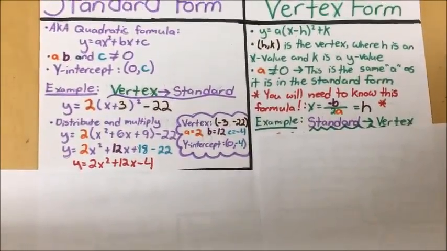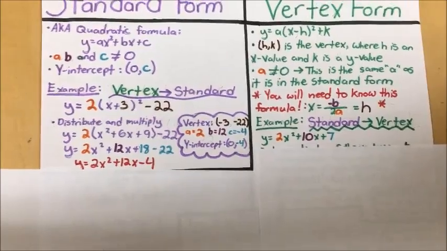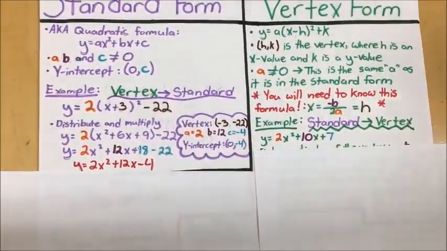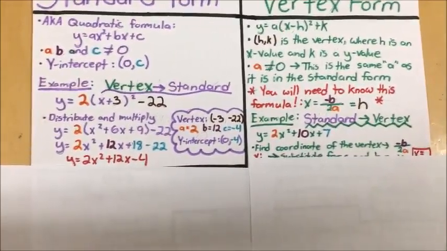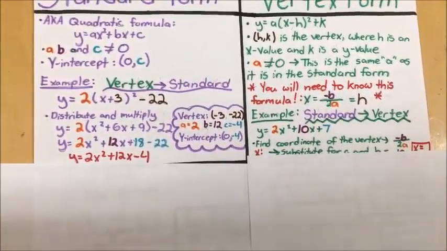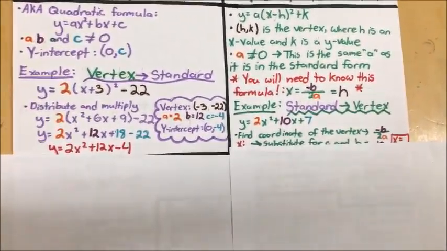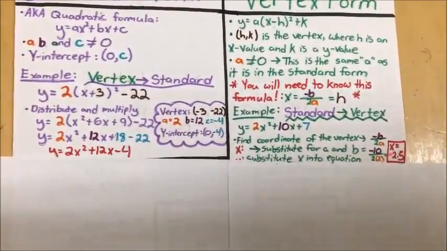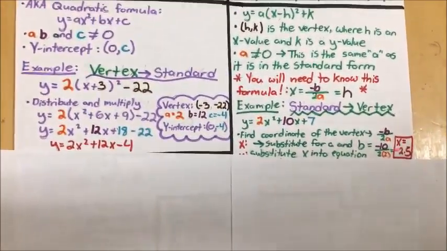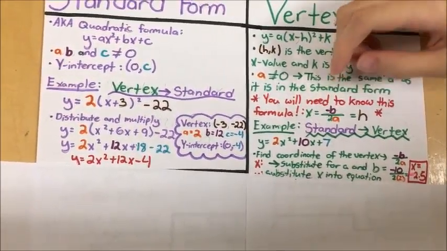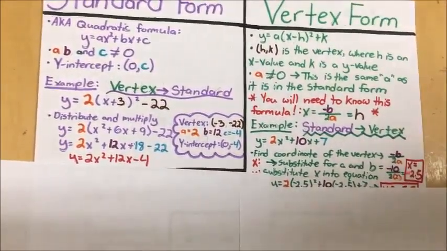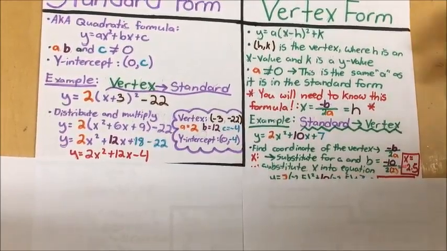Now for vertex form, we'll do standard to vertex. So we have y equals 2x squared plus 10x plus 7. So we have to find the coordinate of the vertex first, using the opposite of b over 2 times a. So we'll substitute a and b into the equation from this. So it'll be negative 10 over 2 times 2, and we get that x equals negative 2.5.